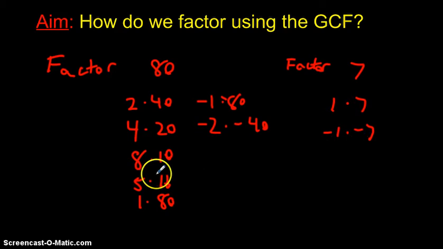Alright? So factoring a number is easy. It's just setting it up into the two things that multiplied to be it. And there is no wrong or right answer. If you're asked to factor 80 or 7, you just pick some combination that works. So let's take a look at something else.